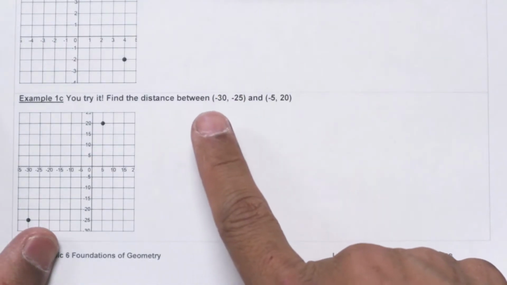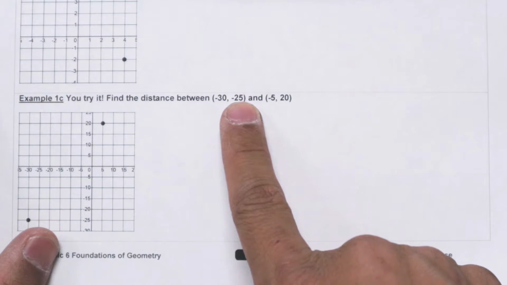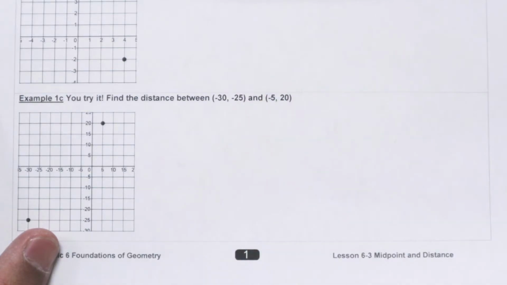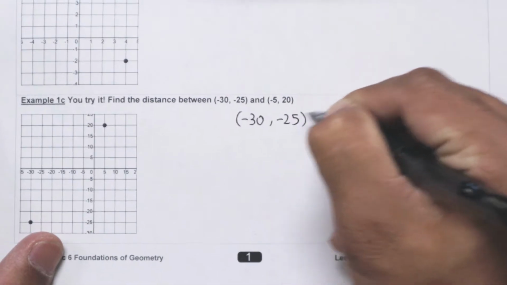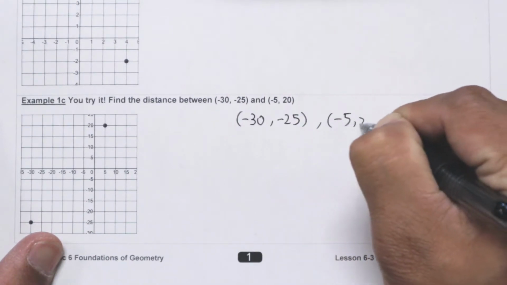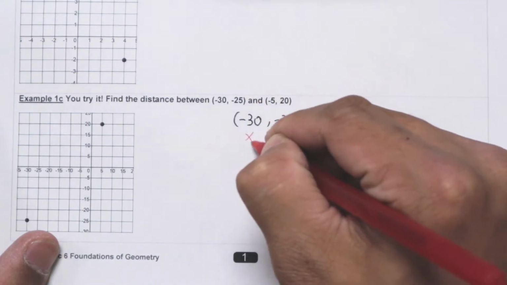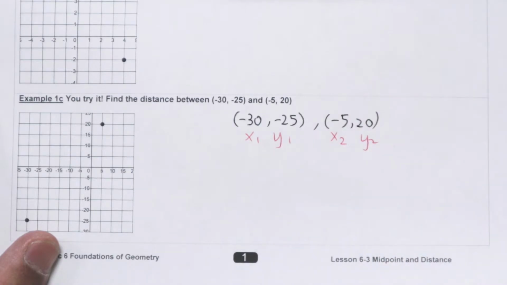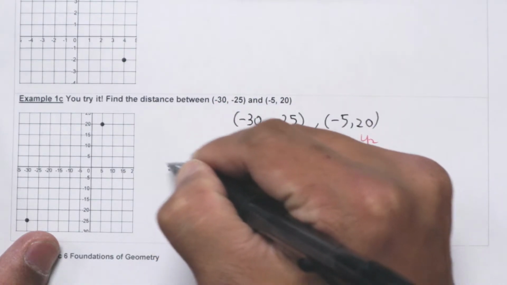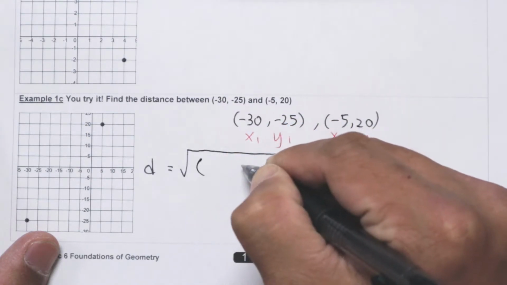Let's try another example of distance formula. Here we have larger numbers in the ordered pair. We have negative 30, negative 25, and negative 5, 20. So let me recopy that onto the piece of paper, and we're going to label them as x sub 1, y sub 1, x sub 2, y sub 2. Then from there, we're going to recopy the formula. So the distance formula is something, right?